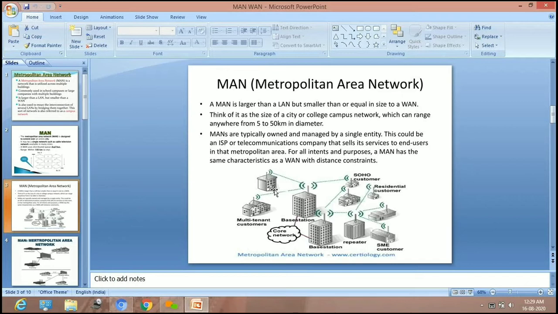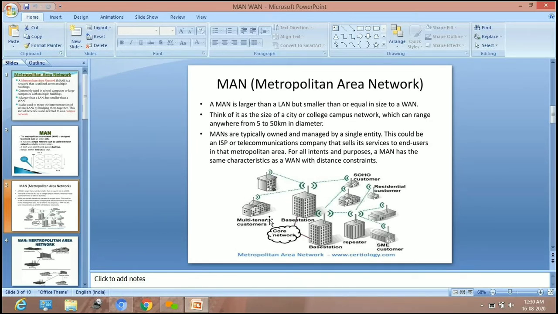In a metropolitan area network, when we think of the size of a city or a college campus, it can range anywhere from 5 to 50 kilometers in diameter. They are typically owned and managed by a single entity. Similarly to the LAN, MANs are also managed by a single entity. This could be an ISP or a telecommunications company that sells its services end to end.